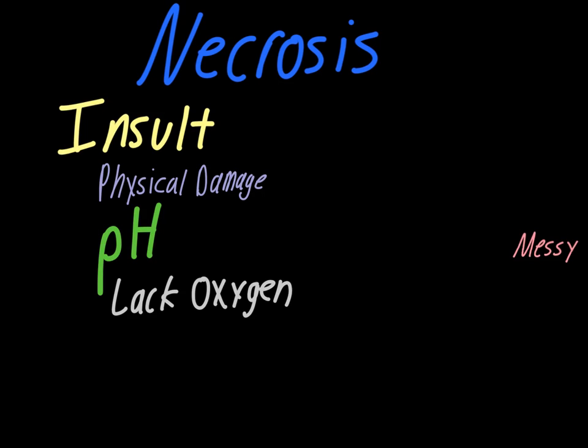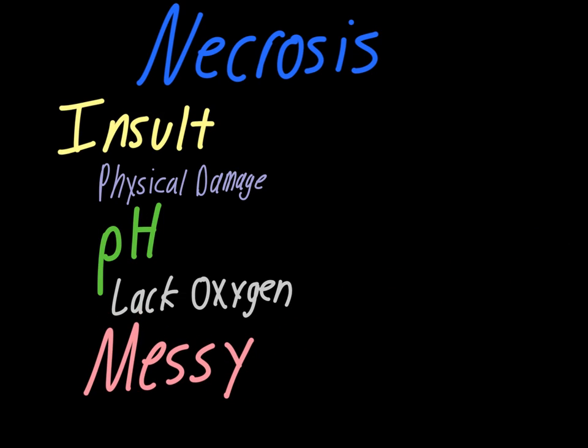So all of these are very sort of messy and unfortunate ways for the cell to experience cell death. So messy is our final point here. The cell is rupturing and coming apart, and as the contents of the cell spill out into the surrounding area, it can inflame and then damage other cells.